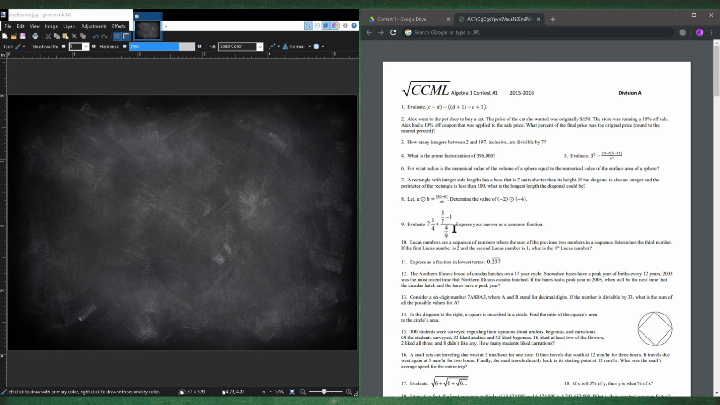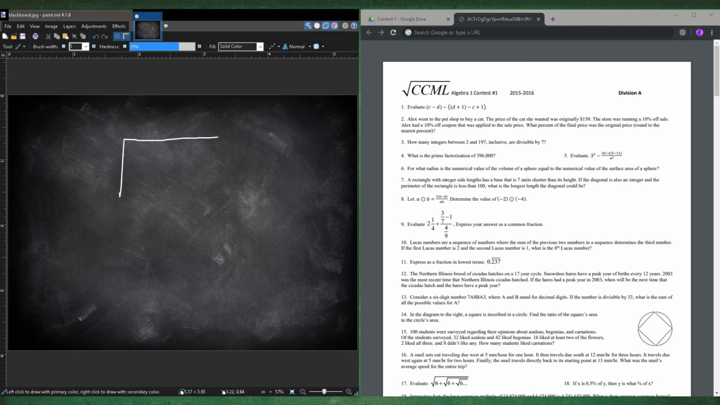Question 7. A rectangle with integer side lengths has a base that is 7 units shorter than its height. If the diagonal is also an integer and the perimeter of the rectangle is less than 100, what's the longest length its diagonal could be? So let's say we have a rectangle. Let's draw the picture out. Let's say our height is x, so our base is x minus 7.